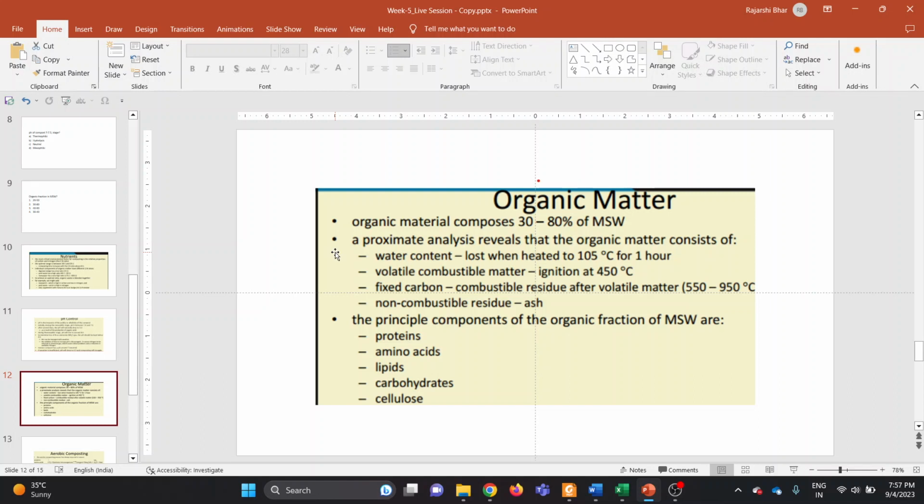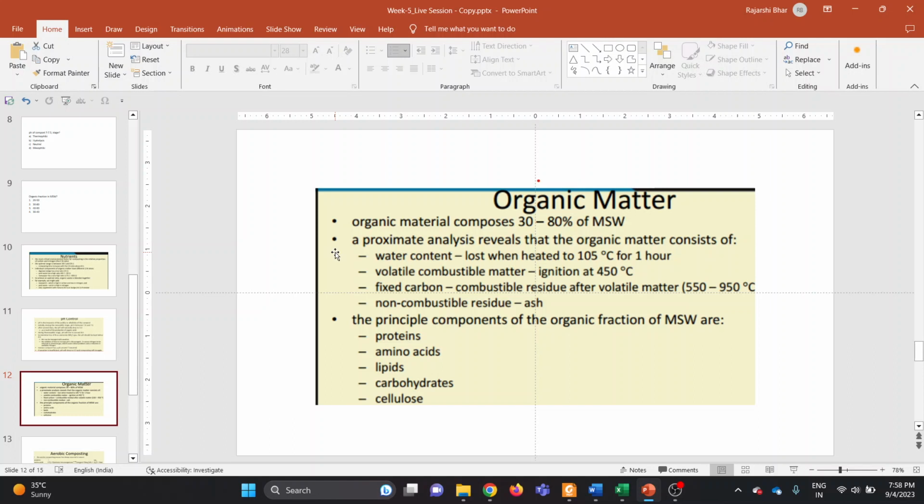It can be 12 hours or 24 hours as per the protocol, because there are certain guidelines, CPHEEO and other guidelines of solid waste management, which already tell you how to determine the moisture content. In those cases, at 105 degrees centigrade, we can heat our material for about 12 hours or 24 hours.